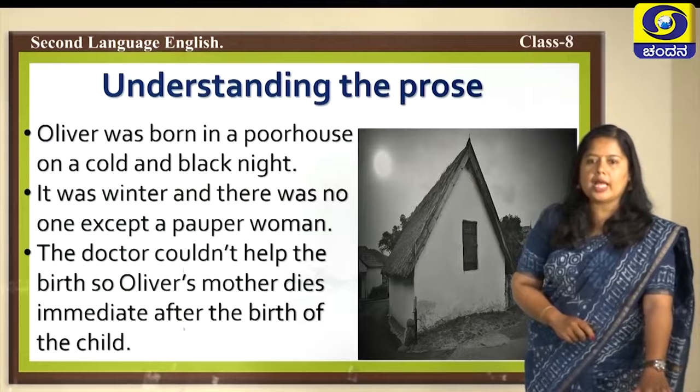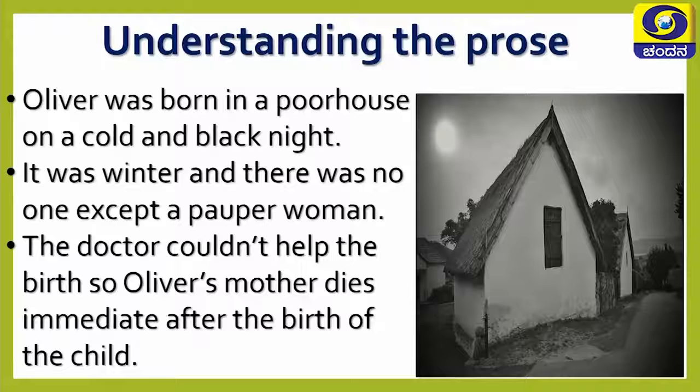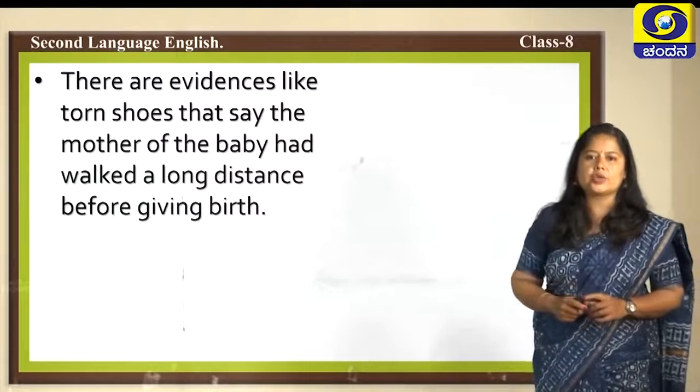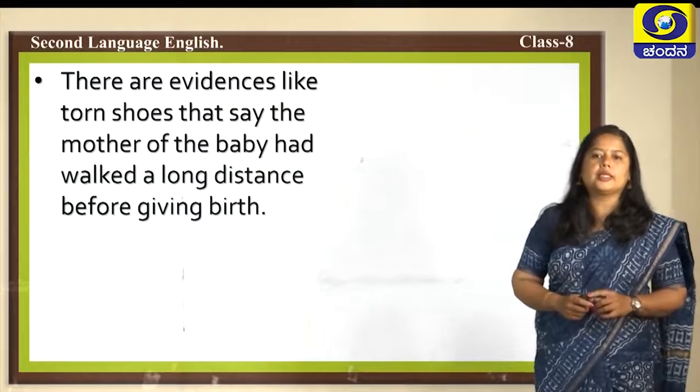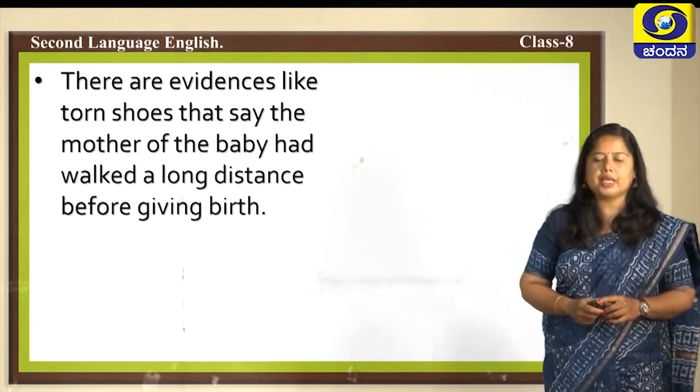The doctor couldn't help with the birth, so Oliver's mother dies immediately after the birth of the child. The pauper woman tries to get the help of a doctor, but unluckily by the time the doctor reaches the poor house, the baby was delivered and the mother was dead. Coming to the next part, there are evidences like torn shoes that say the mother of the baby had walked a long distance before giving birth.